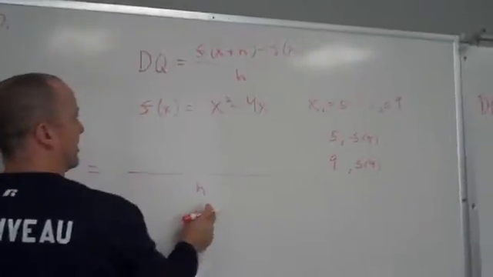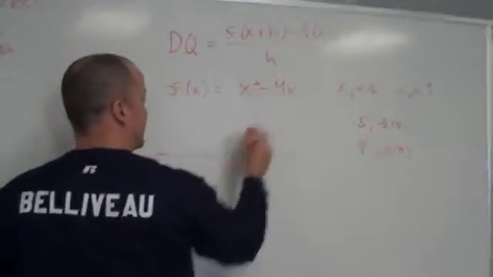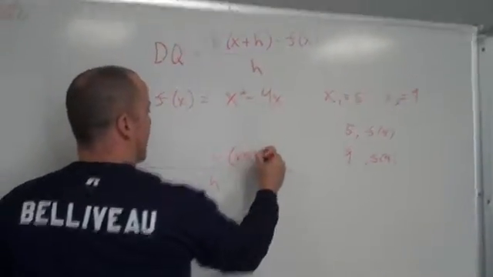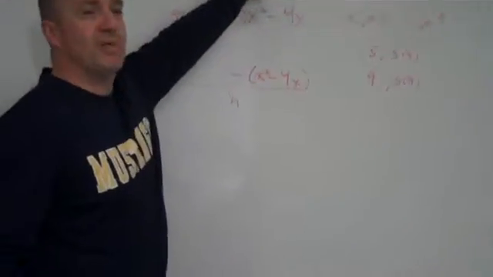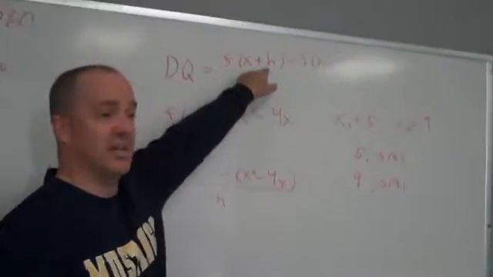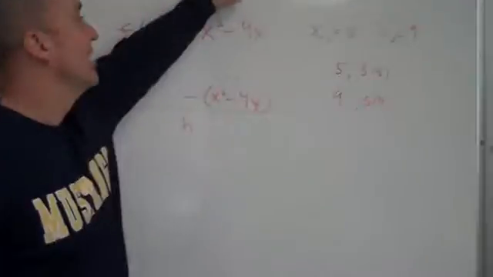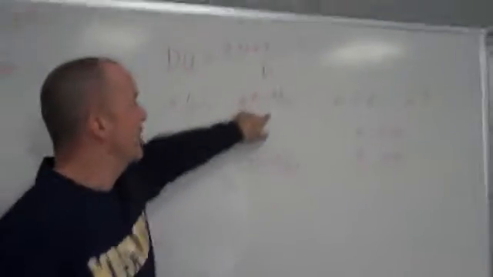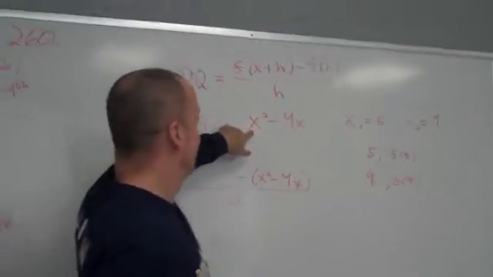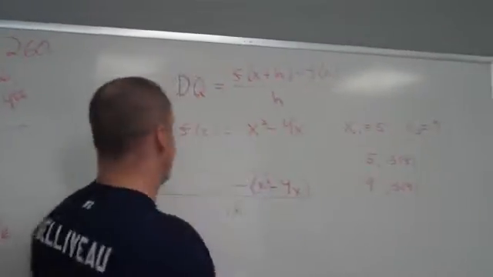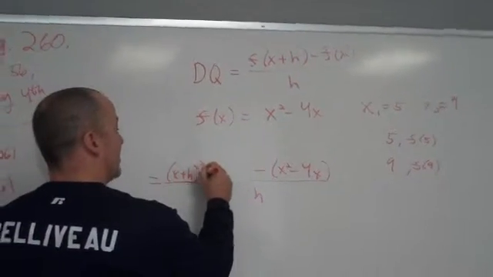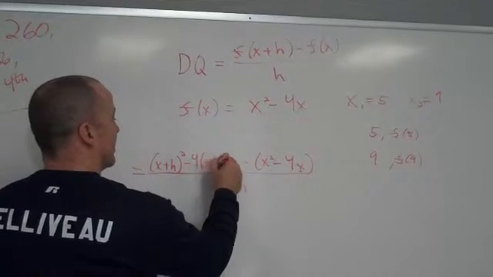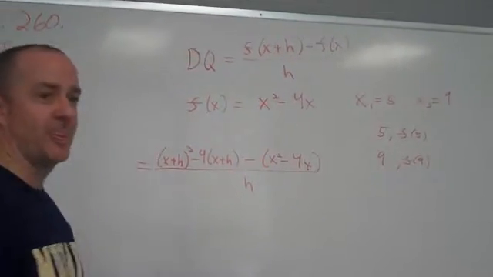H just comes along. F of x is this function here. So minus f of x is going to be minus x squared minus 4x. Here's the part people struggle with. F of x plus h. Okay? Take x plus h and put it into this function everywhere you see an x. So what it's going to be is x plus h squared minus 4 times x plus h.